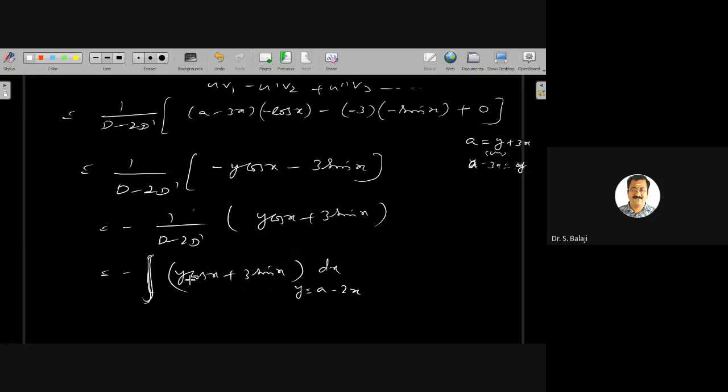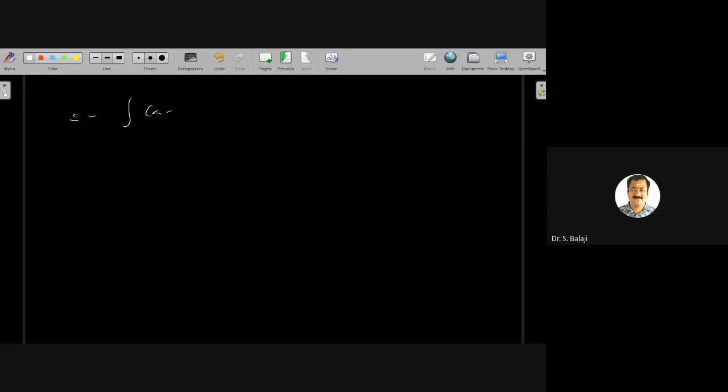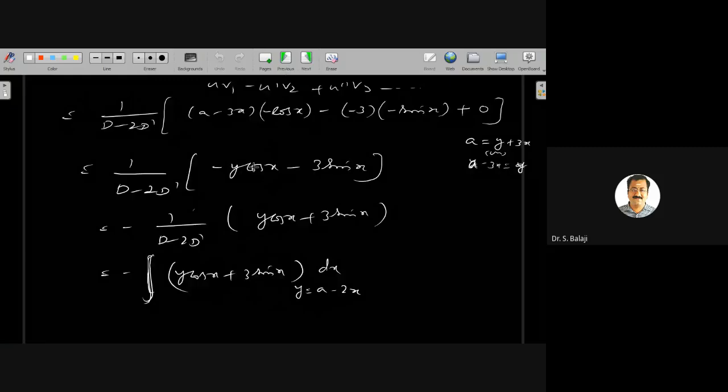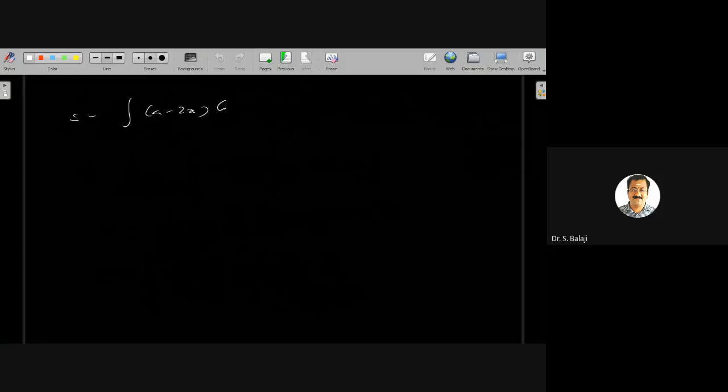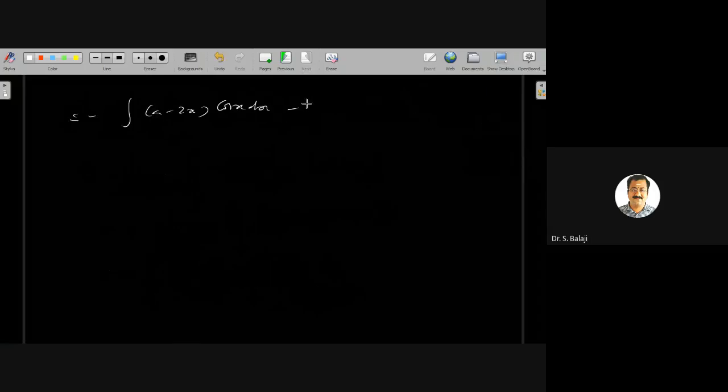There is no y involved here. For this one only, you have to replace. This is a separate integration only. So we have minus the integral of y, written as a minus 2x, into cos x dx. And this is a separate integral, minus 3 sin x dx.